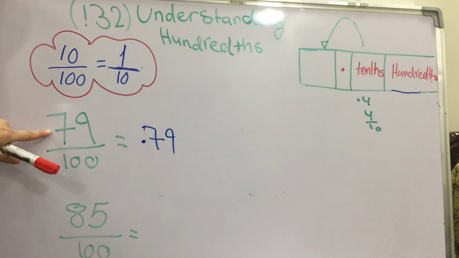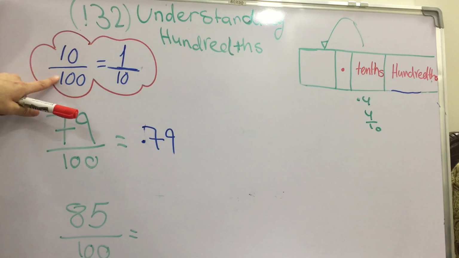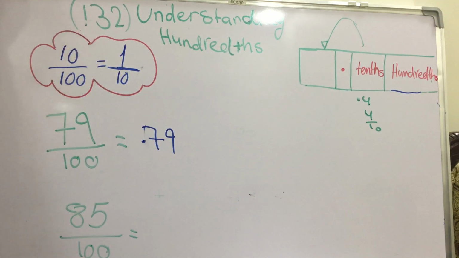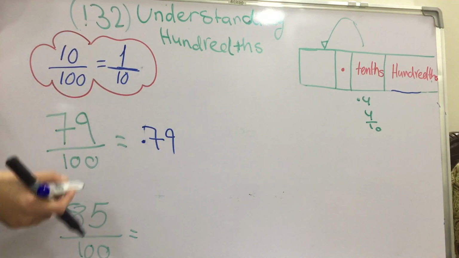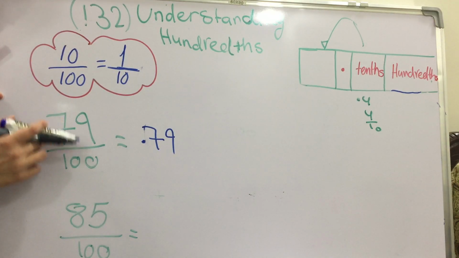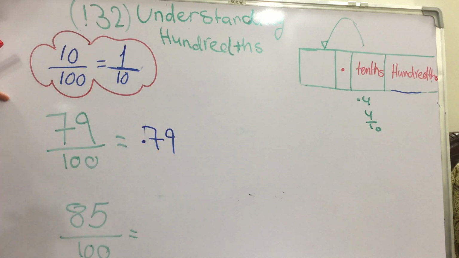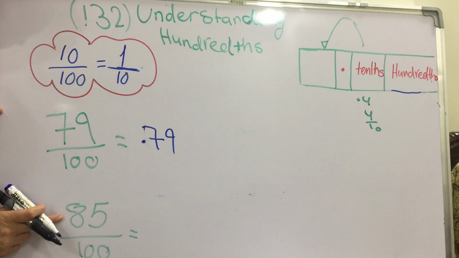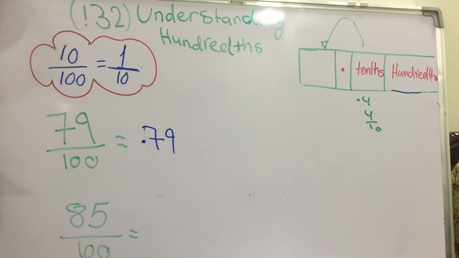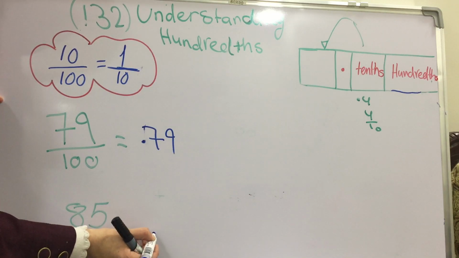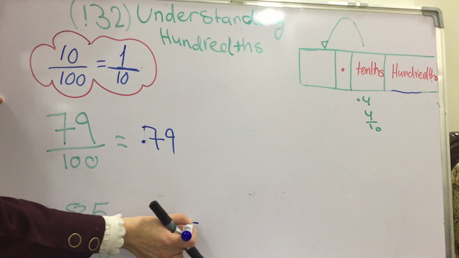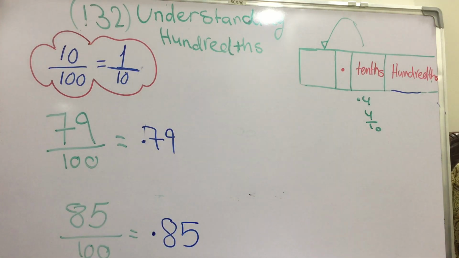So this is 70 hundredths, or 7 tenths, and I have 9 hundredths. Now here I have 85 hundredths. I count 1, 2. I write 0, 8 and 5. Okay, 0.85 or 85 hundredths.